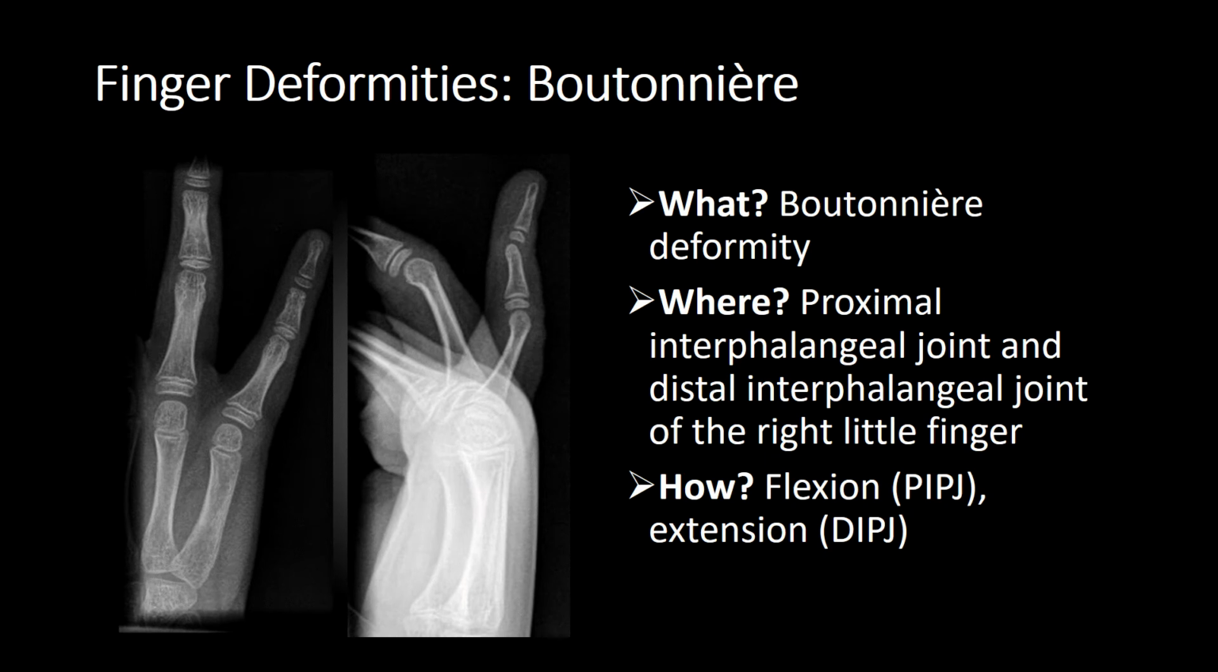So what is it? It's a boutonniere deformity where the proximal interphalangeal joint and the distal interphalangeal joint of the right little finger. How? There's flexion of the proximal interphalangeal joint with extension of the distal interphalangeal joint.